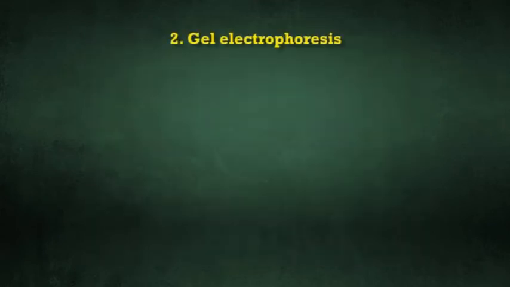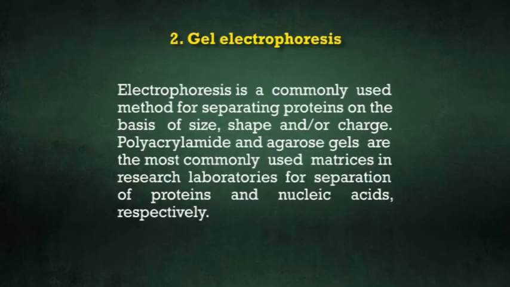Number 2. Gel electrophoresis. Electrophoresis is a commonly used method for separating proteins on the basis of size, shape, and/or charge. Polyacrylamide and agarose gels are the most commonly used matrices in research laboratories for separating proteins and nucleic acids respectively.